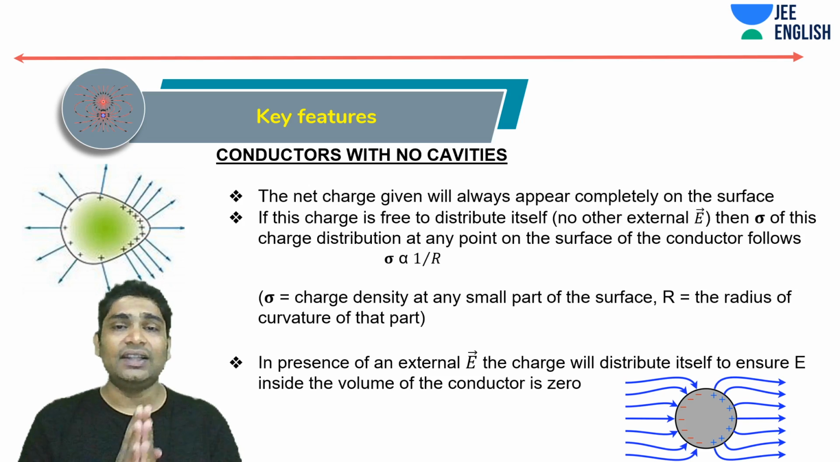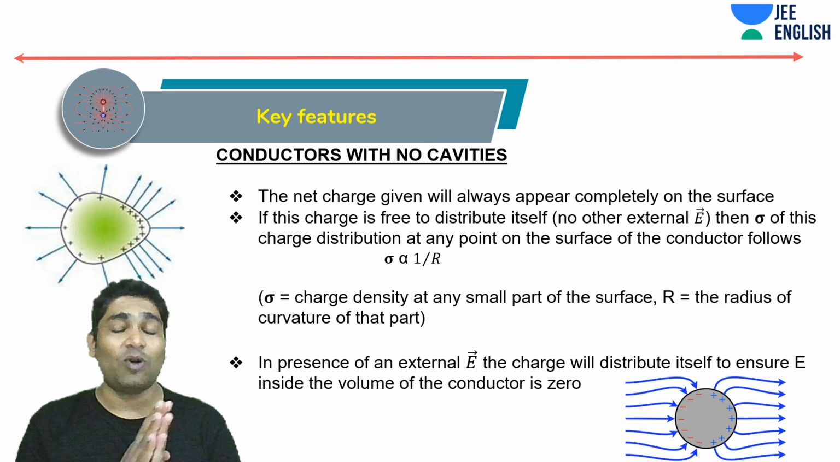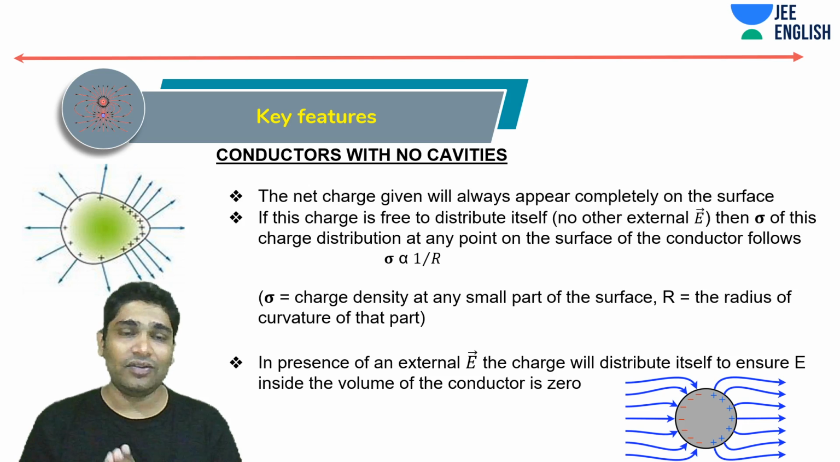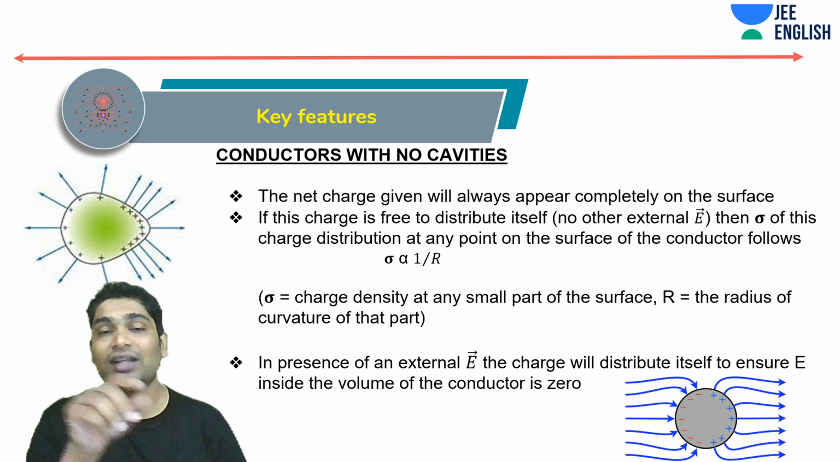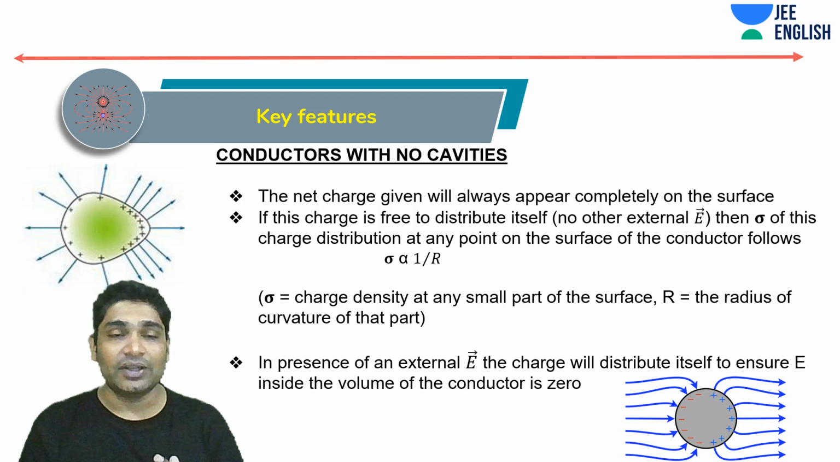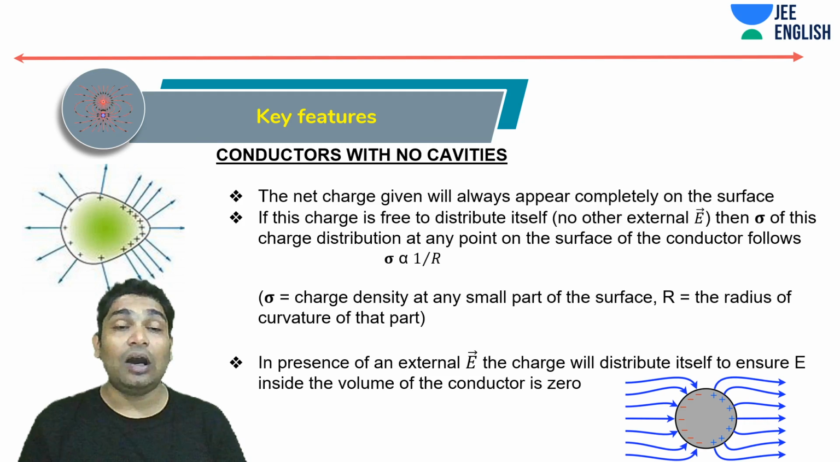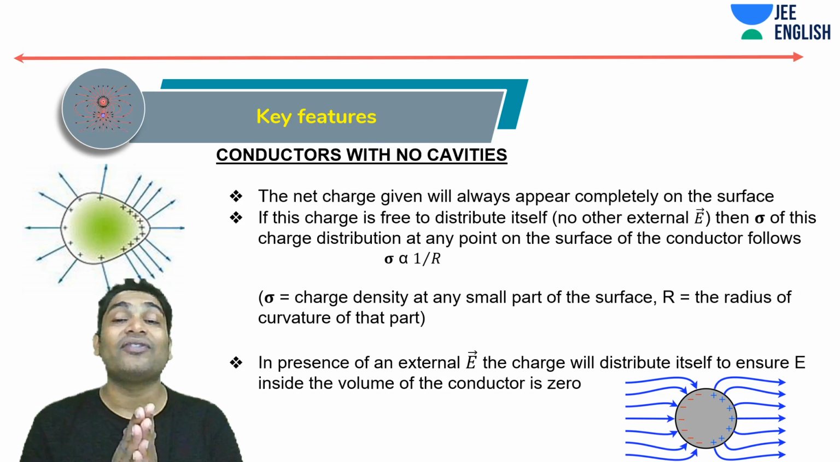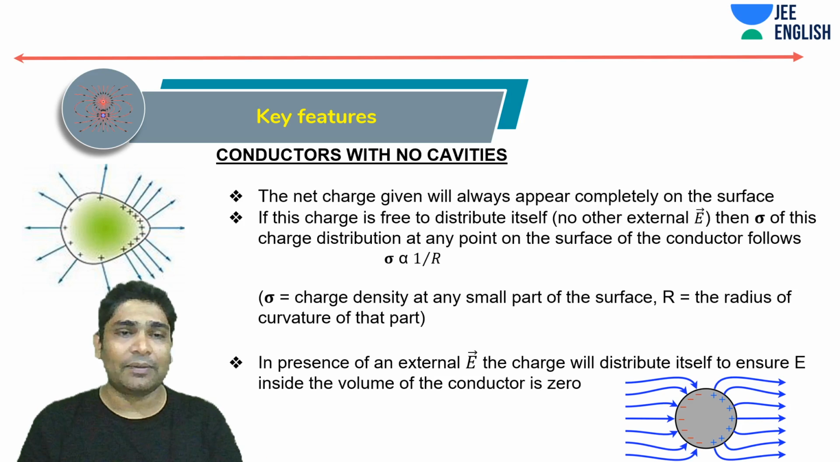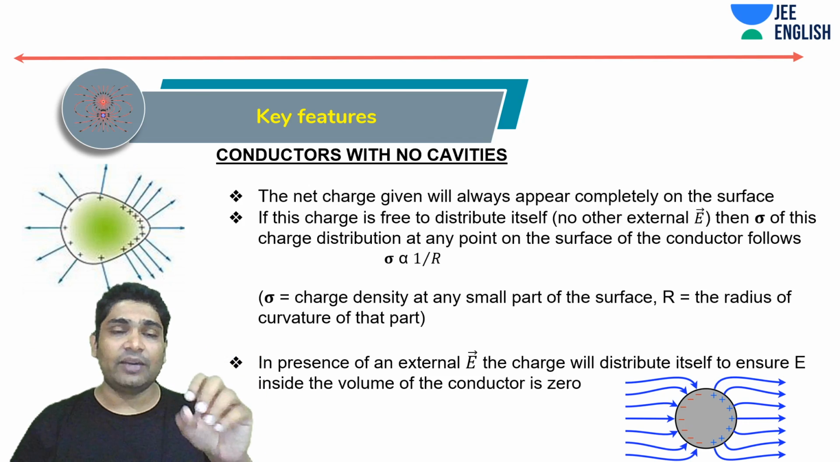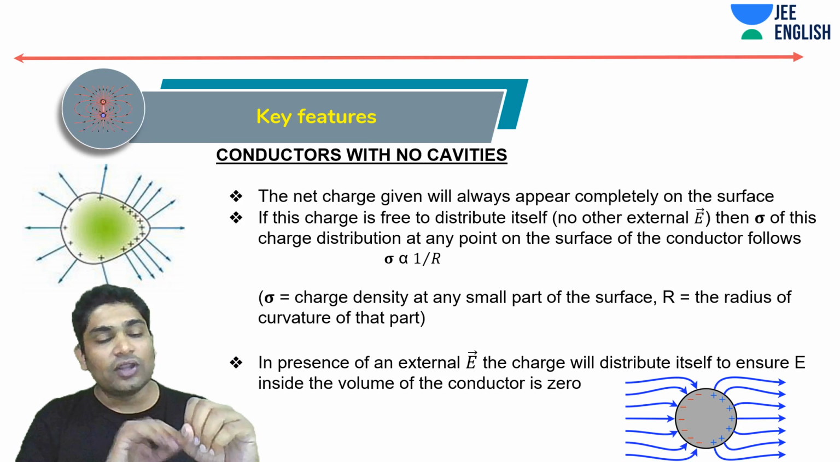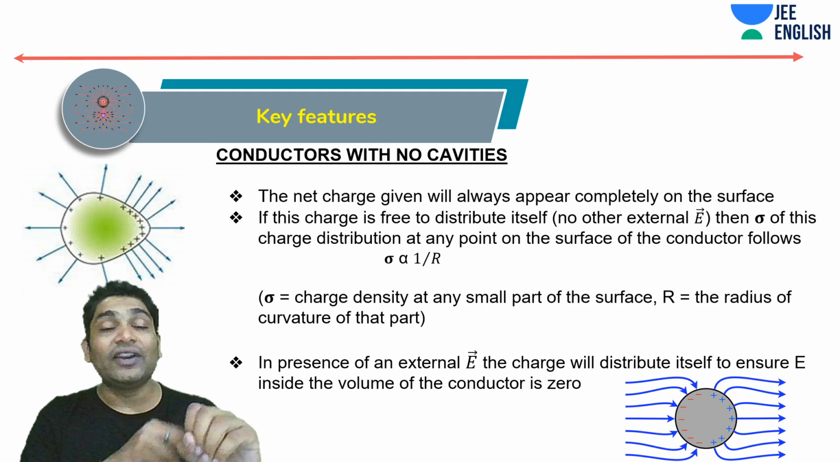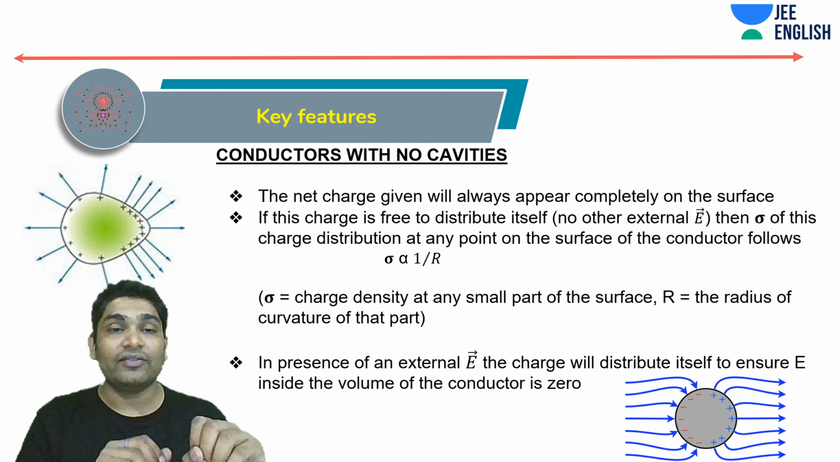One thing that I can say is that the net charge given is always going to appear completely on the surface. We have already discussed the logic of that. There can be no charge inside the volume of the conductor. Any charge, if it appears, will appear only on the surface. Now, how does this charge distribute itself on the surface? First thing is, if this charge is free to distribute itself, what do I mean by that? That means there is no external influence affecting the distribution of this charge, which means there is no external electric field. Suppose this is an isolated conductor. Isolated means there is nobody else influencing its behavior. So if I give it any charge, this charge is free to distribute itself. It will distribute itself in a way which it likes.